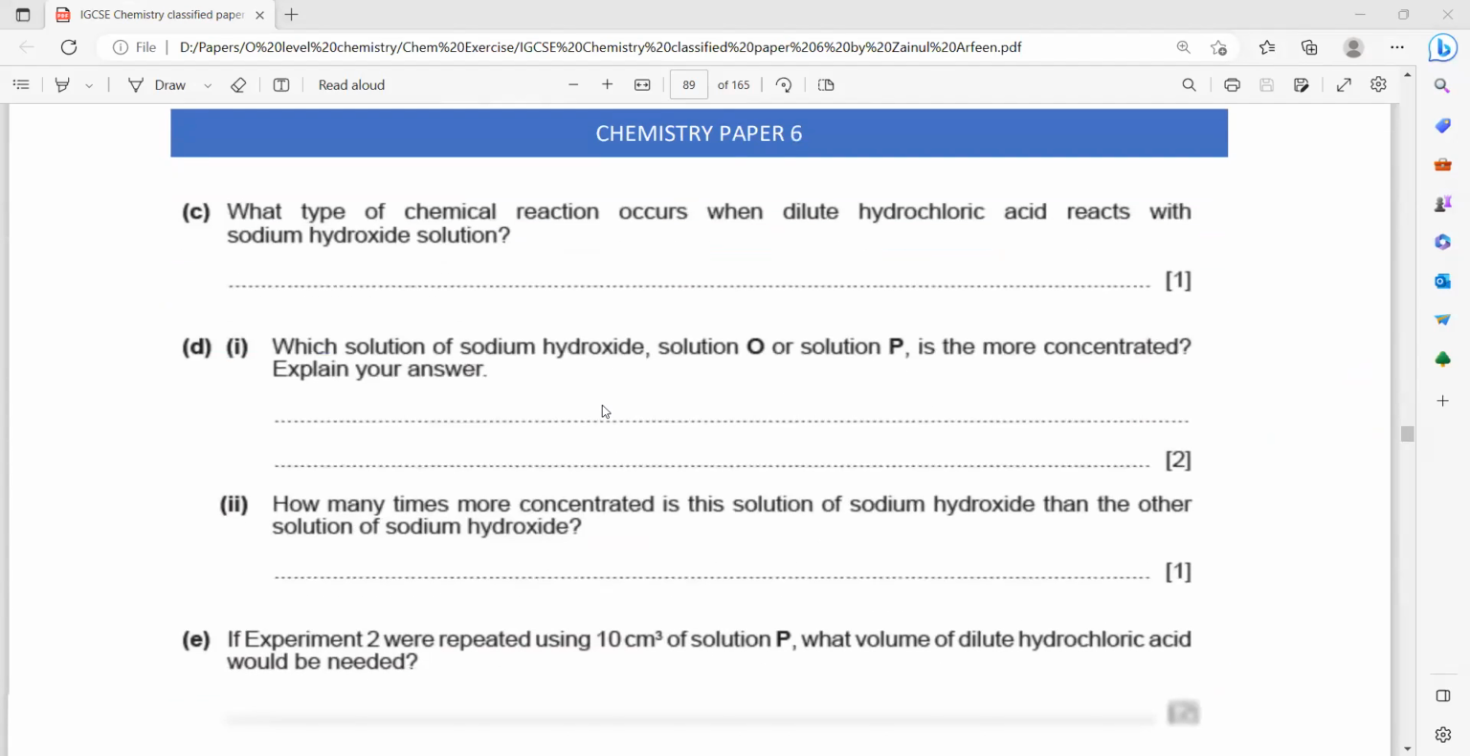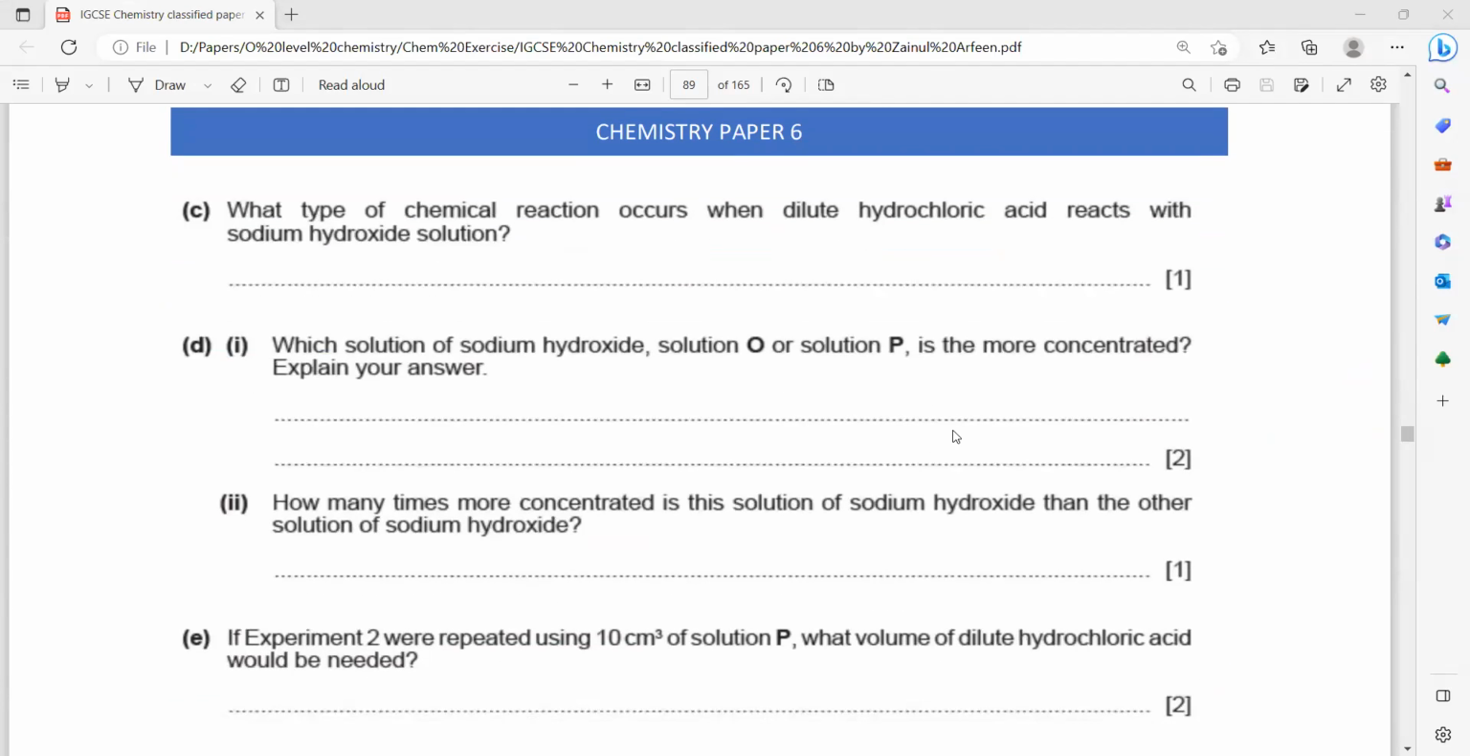The next one: what type of chemical reaction occurs when hydrochloric acid reacts with sodium hydroxide? So when an acid reacts with a base, what do we call this type of reaction? We call it neutralization. Then, which solution of sodium hydroxide, O or P?